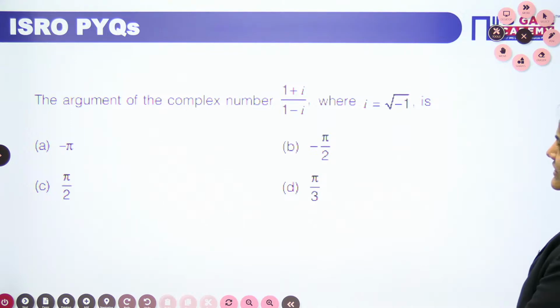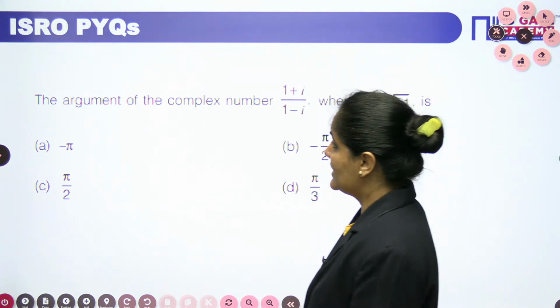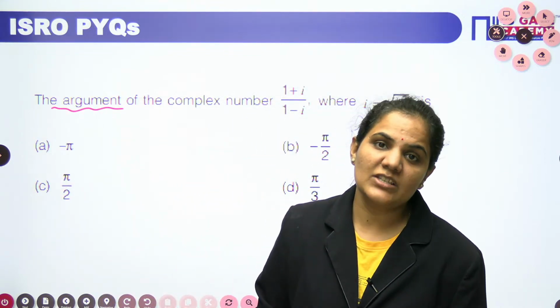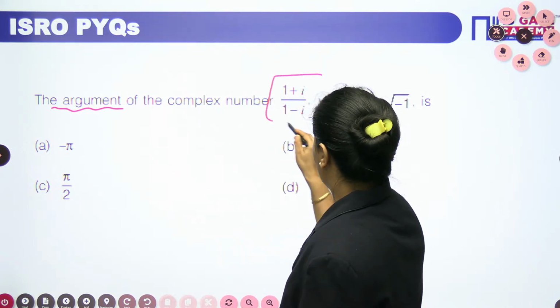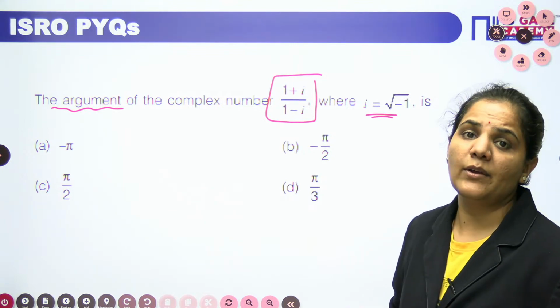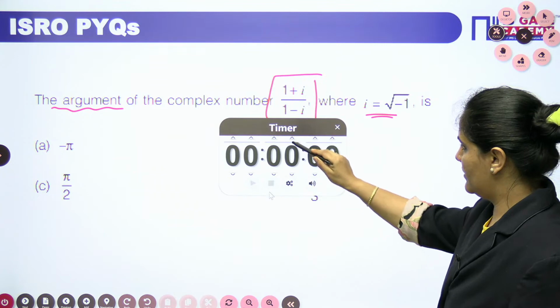Okay, now let's see, the question is from complex variables, a very simple question. It is asking about the argument. What is the argument? Theta, tan inverse y by x. It is asking about the argument of the complex number (1 plus iota) by (1 minus iota), where iota is nothing but the imaginary number. So you can easily approach the question very simply.